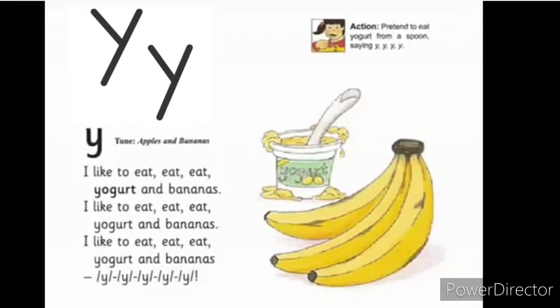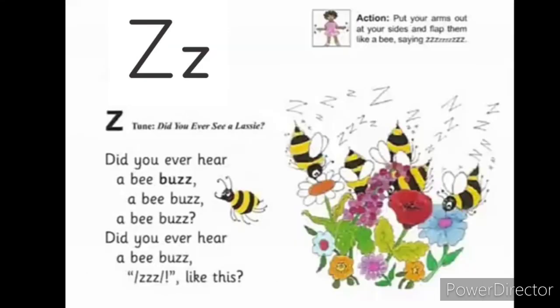This is alphabet Y. I like to eat yogurt and bananas. Yeah. This is alphabet Z. Did you ever hear a bee buzz, a bee buzz? Zzz, like this.